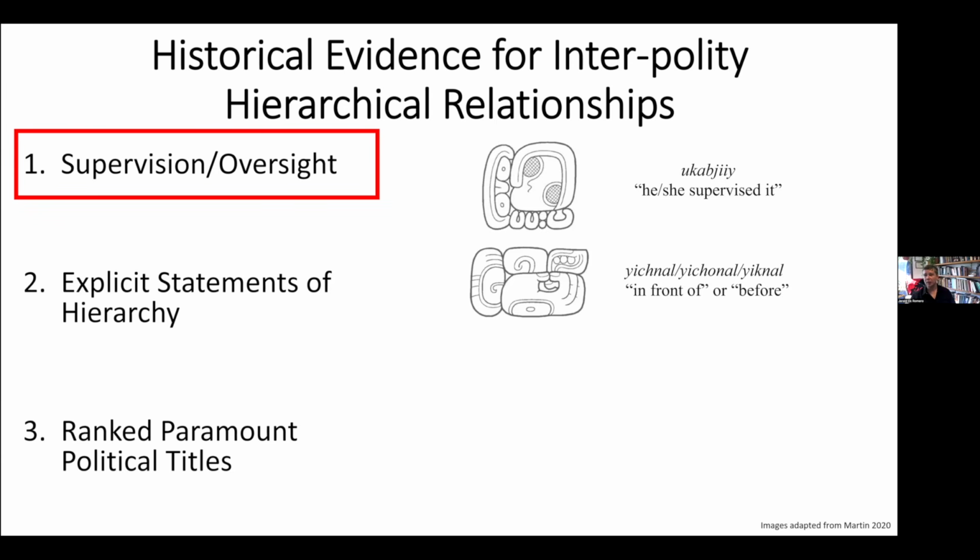Yichnal is a kind of similar concept, like in front of or before, and again, it's usually the installation of a local king under the supervision of, or in front of, a dominant king.